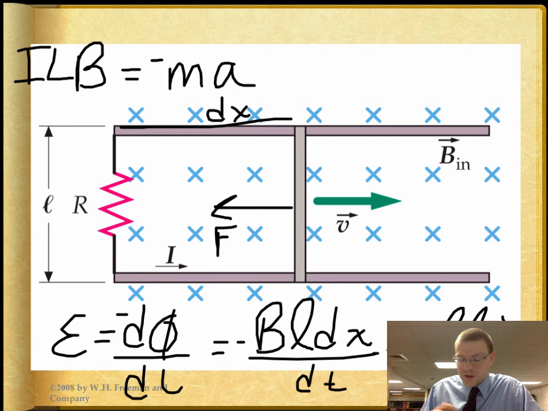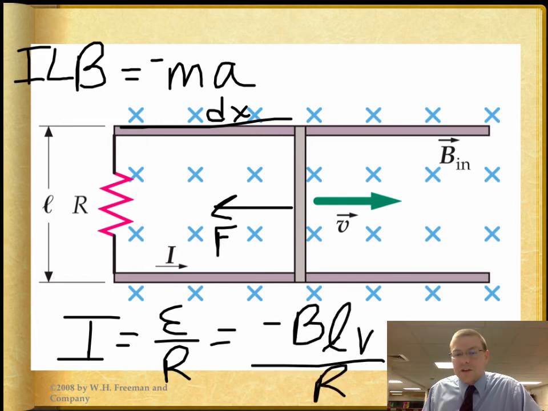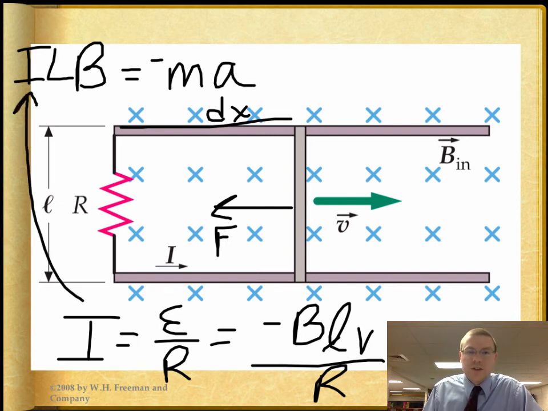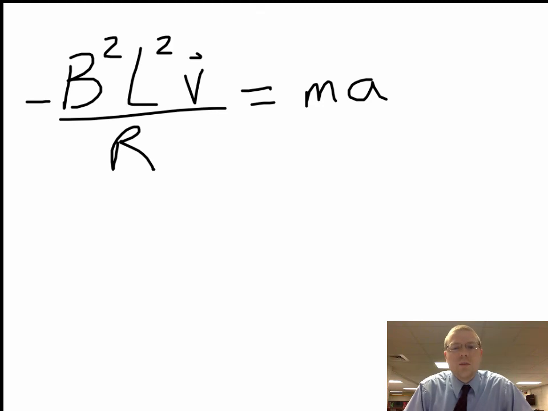Great, we've got voltage. Let's get current. Current must be voltage over resistance based on Ohm's law. So that means that we've got the negative BLV over R. So that's our current. Well, our current is now going to go into our force equation. It's going to get a little bit messier, but we'll be able to get through it. So here you go. You got ma equals negative B squared L squared v over R. That is the force, the magnetic drag force that we are feeling based on the velocity of that bar.